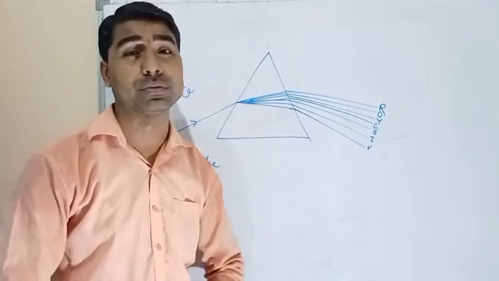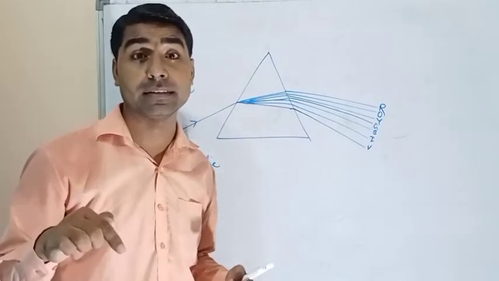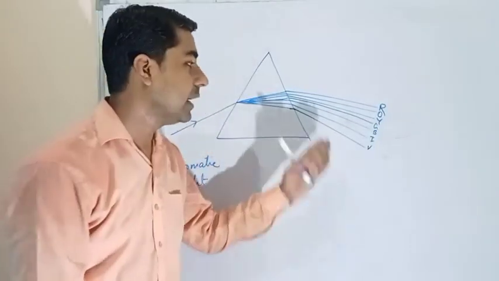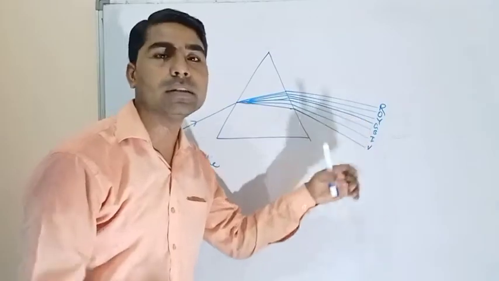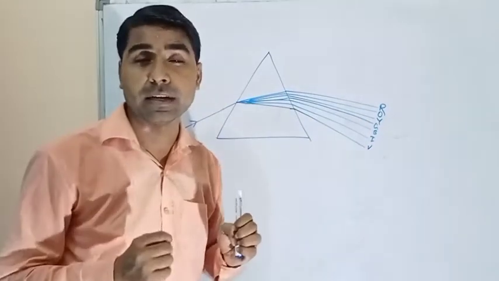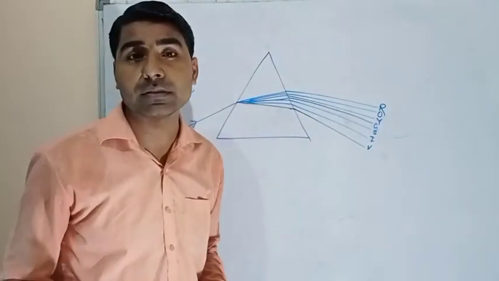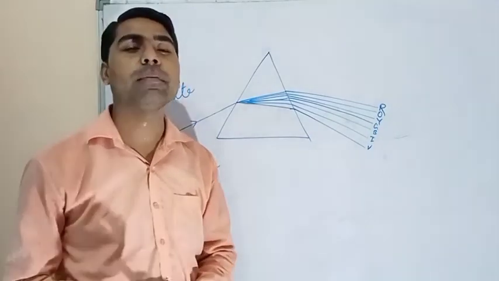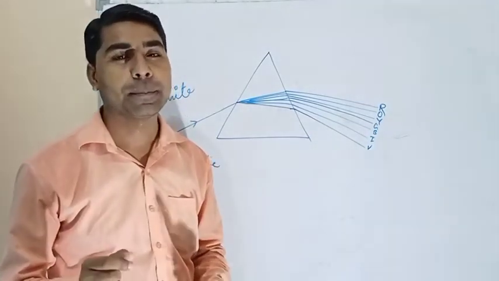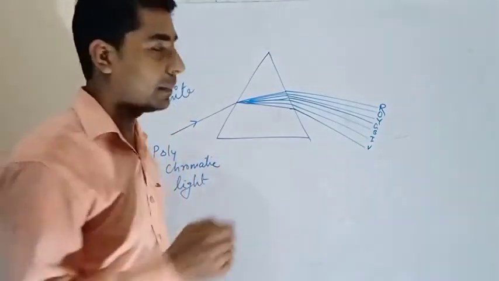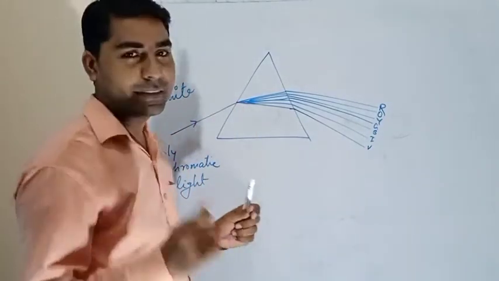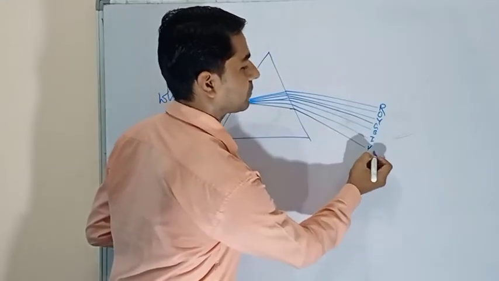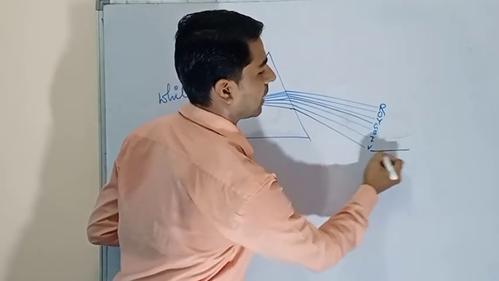So now the point is how we will come to know that there is some spectrum when we are unable to see it. How will we detect it? For that, a scientist named William Herschel did one experiment. What did he do? Just think. He put one thermometer here. Suppose this is the thermometer.